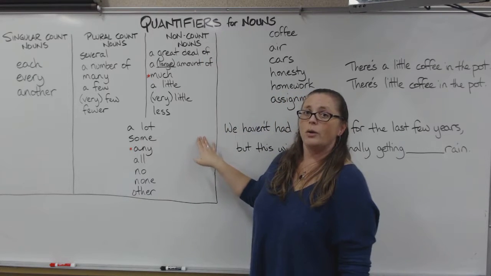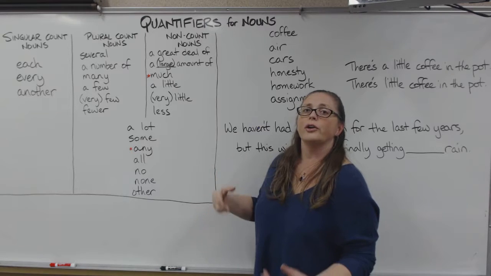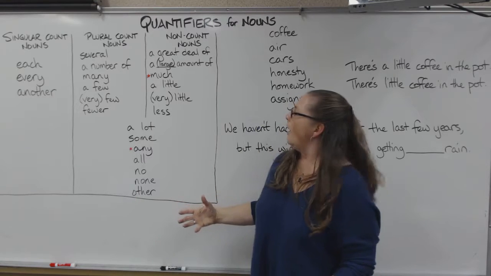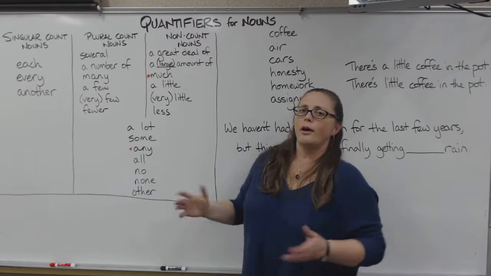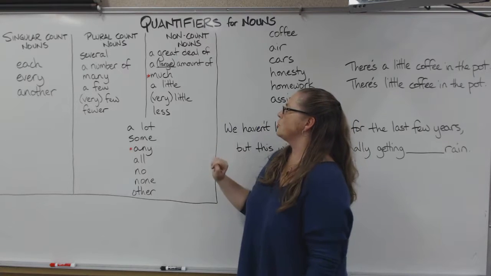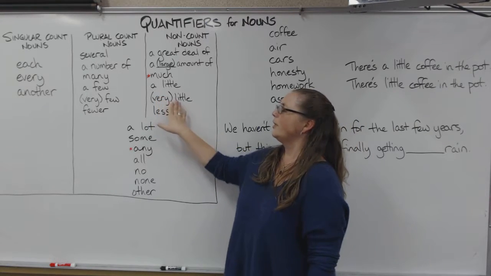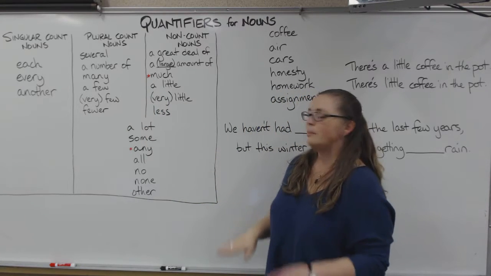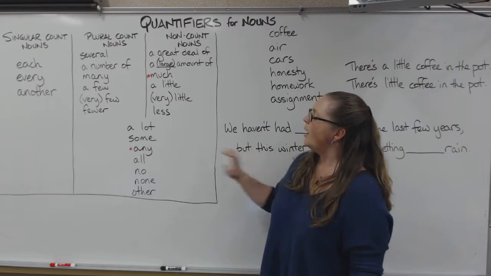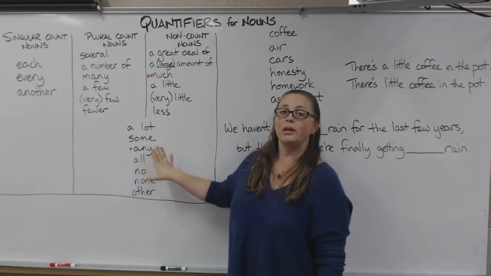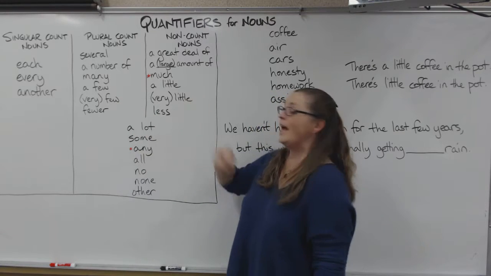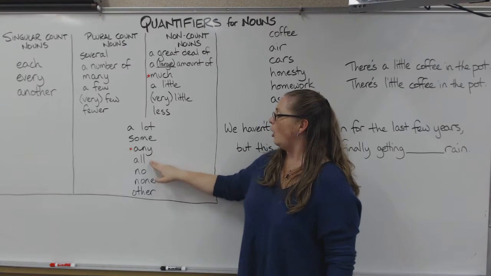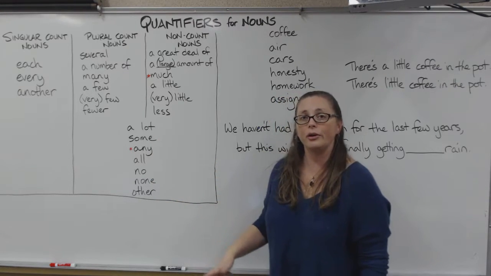Then the non-count nouns, again, water, honesty, things like that. A great deal of, a small amount of, a large amount of, much, a little, little or very little. Same thing as with few. Less, the comparative, just like fewer. This includes words that can be used for both plural count nouns and non-count nouns. A lot, some, any, all, no, none, other.